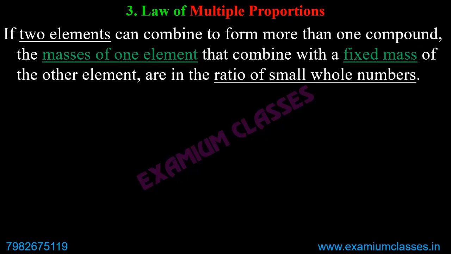Now try to understand what this rule says. This rule says that if you have two compounds of same elements, you have NO2 and you have nitric oxide, NO. So this is nitrogen dioxide.